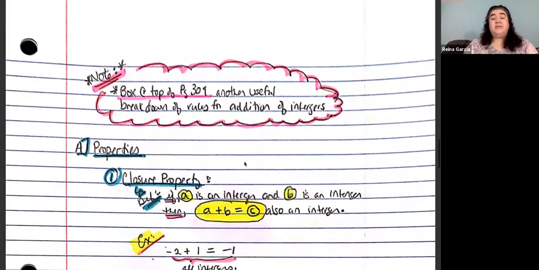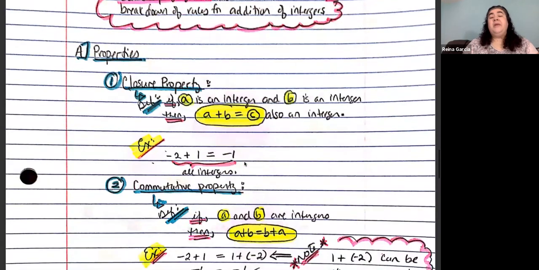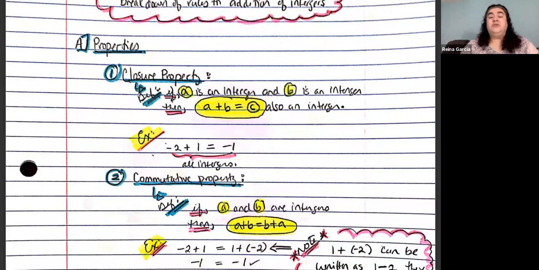Now let's talk about some properties of adding integers, okay? Property number one, when adding integers, we have the closure property, which if you recall from chapter 7, tells you that if A is an integer and B is an integer, then A plus B will equal C, which will also be an integer. So if we are adding integers, our answer will be an integer, okay?